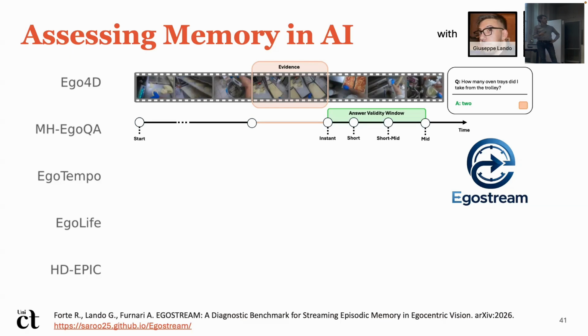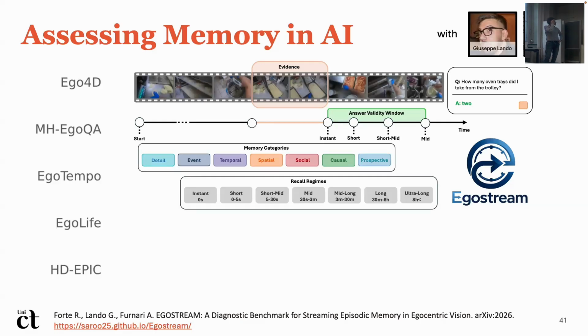And this is something that is usually done in psychological tests to check for how long people retain information after they learn some fact. And the second thing is that we try to categorize questions in these different categories of memory, whether they are about fine-grained details, events, so the gist of events, or temporal orderings, or spatial relationships between objects, or if they are about social relationships, or causal relationships, or they are prospective, so about something that you need to remember, that you need to plan for the future.